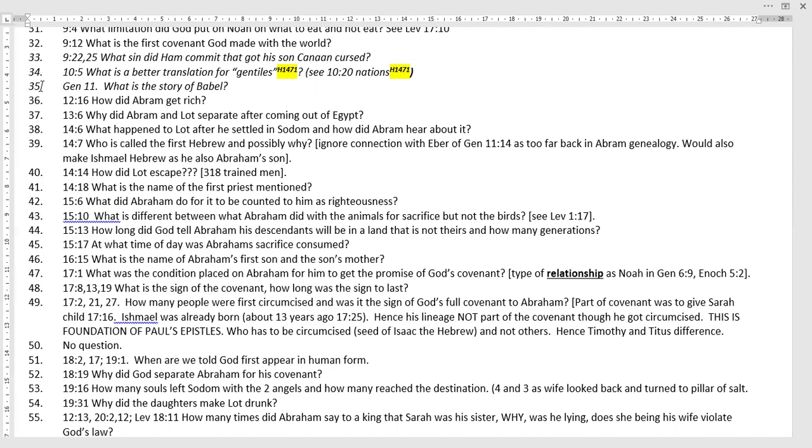Question 47. What's the condition of the covenant? Okay. So when people today say it's all about your relationship, the word relationship is actually not in the Bible.